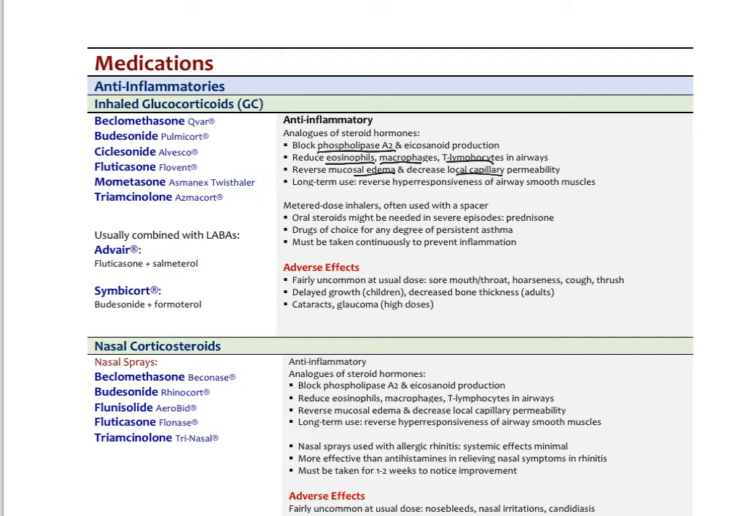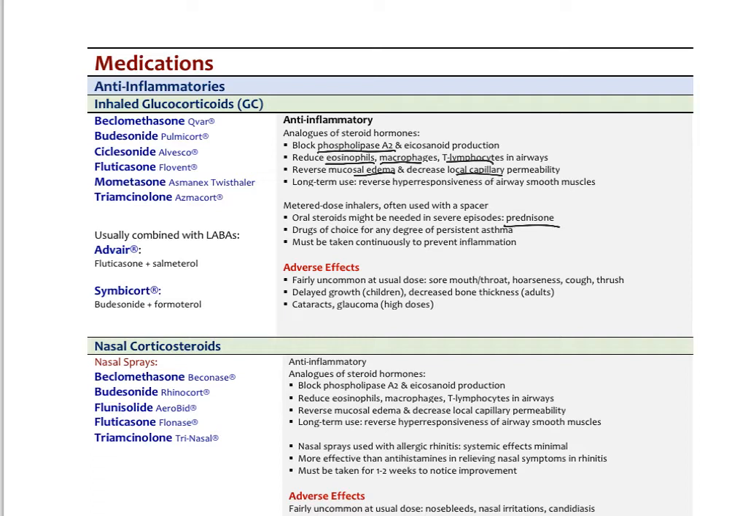So this is why the current standard is to add in an inhaled glucocorticoid together with the bronchodilator for moderate to severe asthma. These are given by metered dose inhalers, often with a spacer. The spacer helps for better diffusion of the powder. The oral steroids might be needed for severe episodes, so prednisone might be given for very severe episodes of asthma, usually short term at a very high dose.